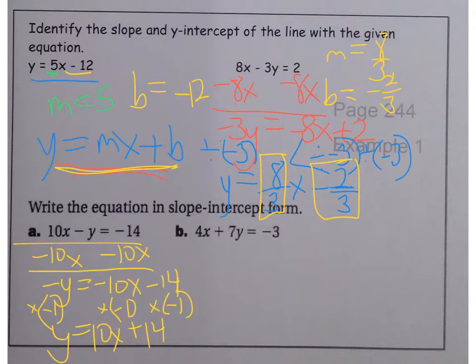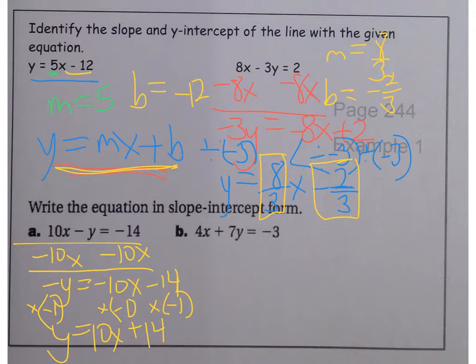So I hope you came up with this answer down here in the correct line form, slope-intercept form. It's going to be y equals 10x plus 14. Because here I subtracted 10x first, and then I multiplied by negative 1 because I don't want negative y. And then when I change everything around, it's going to be y equals 10x plus 14.